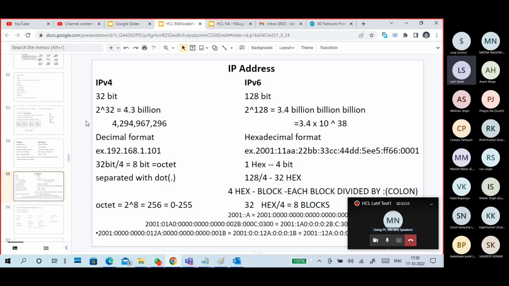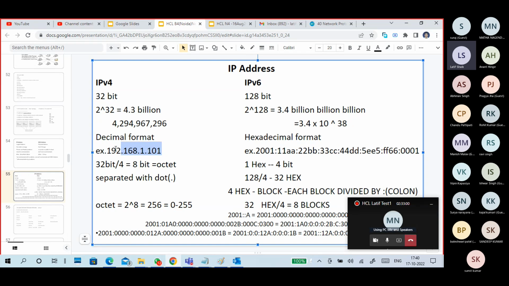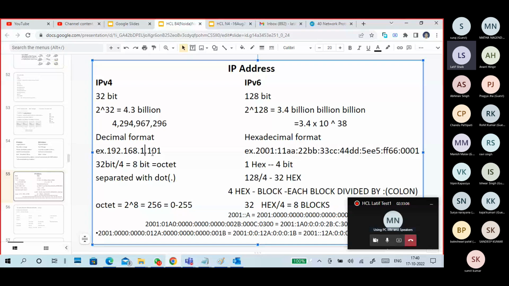So again in IP addresses, IPv4 and IPv6. IPv4 is 32-bit, 2 to the power of 32, 4.3 billion IP addresses. IPv4 is represented in decimal format. An example of IPv4 is 192.168.1.101. You can see any IP address looks like 4 parts divided with a dot.